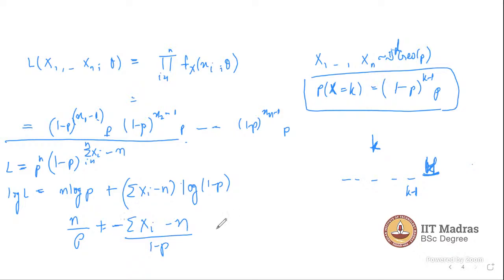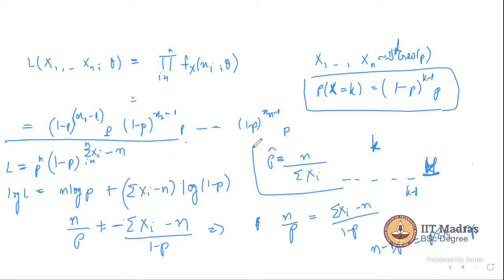After this, we want to find the estimated p hat. In order to do that, we equate this to 0. So we get n upon p equals (sum over xi minus n) upon (1 minus p). Solving it, we get n minus np equals p times sum over xi minus np, and p becomes the reciprocal of the sample mean, that is n upon sum over xi. This becomes the estimator for your parameter p.